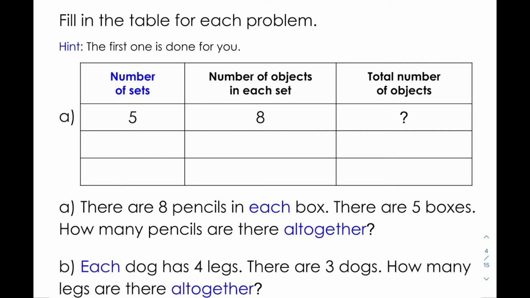Question A says that there are 8 pencils in each box. There are 5 boxes, that's the number of sets. And how many pencils altogether? Well, 5 times 8 is equal to 40, so we have 40 pencils altogether.